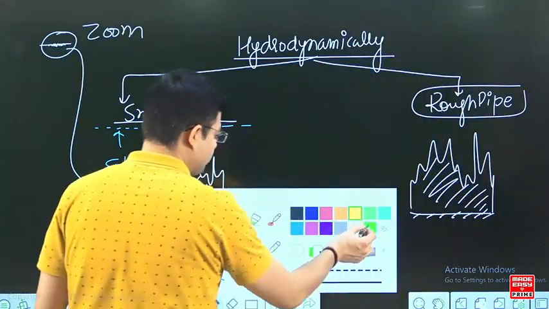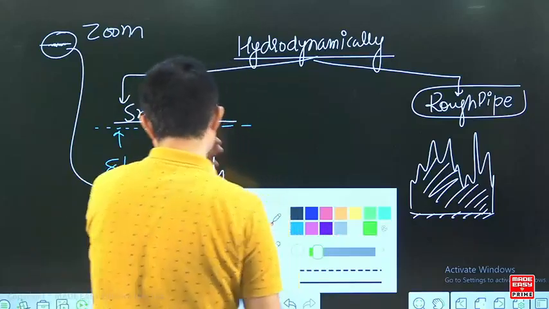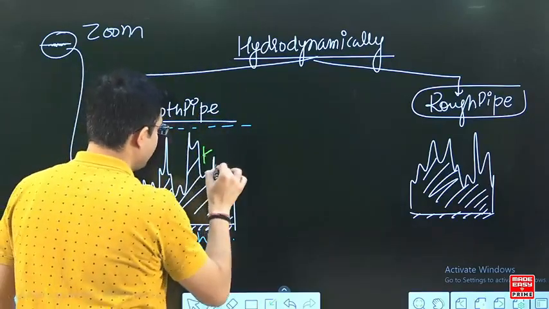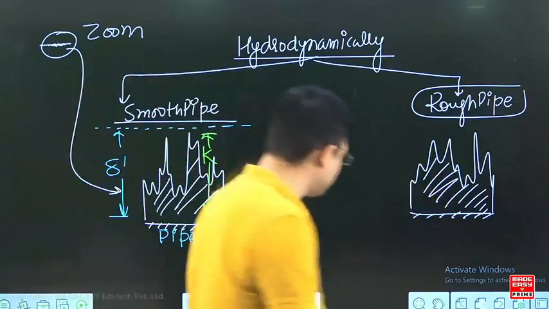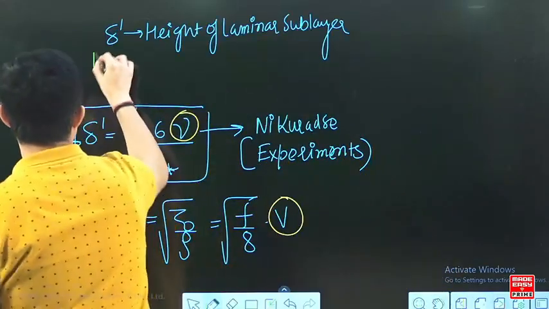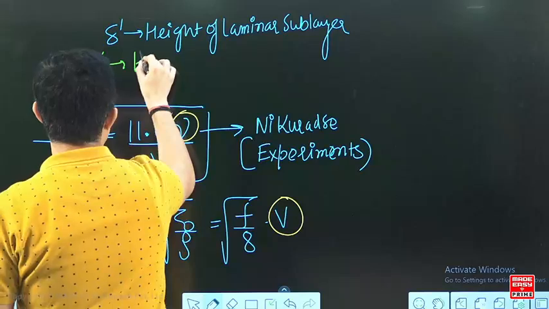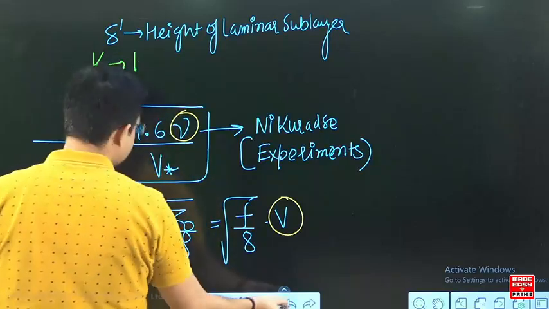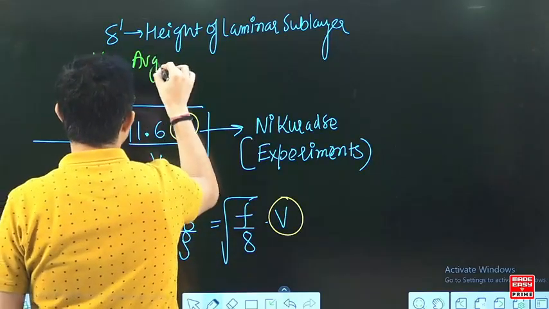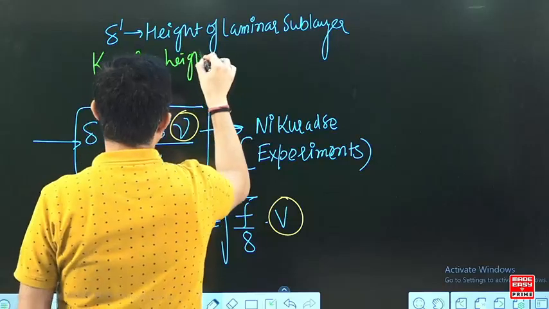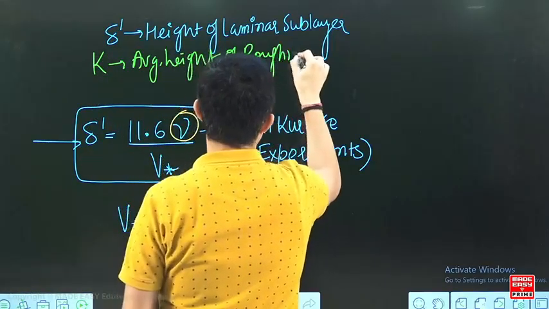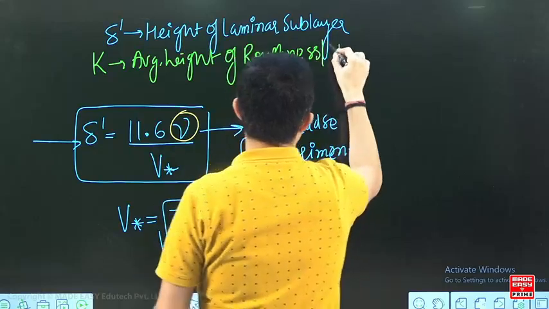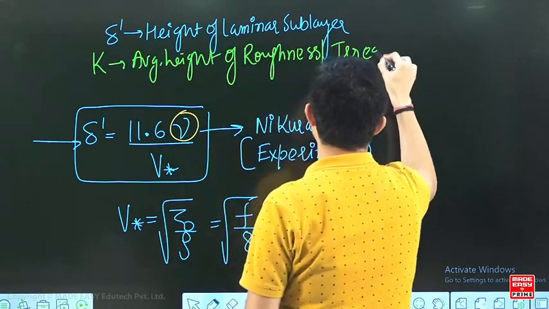And the next thing I should define is K. K is known as height of irregularity or height of roughness. So what is K? K is the average height of roughness or irregularity.